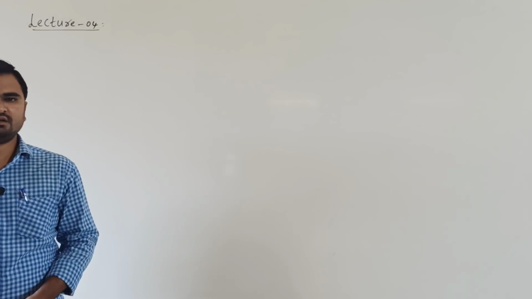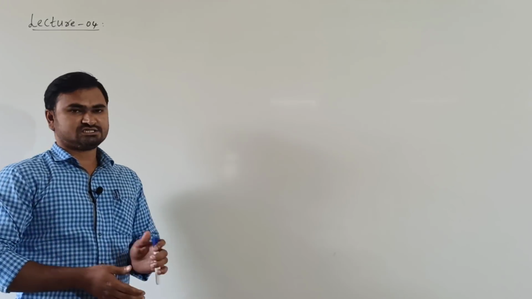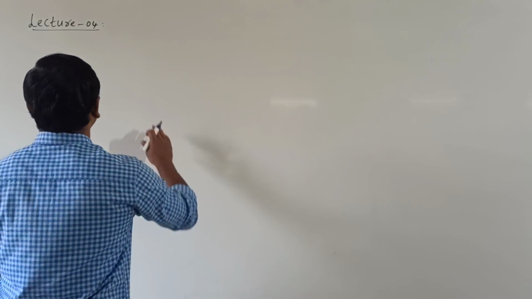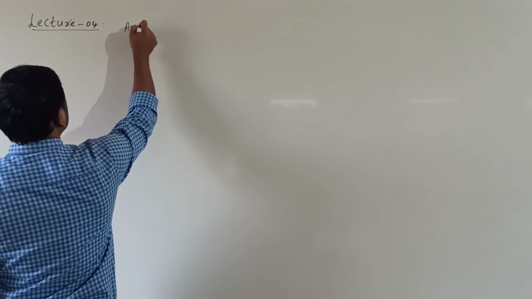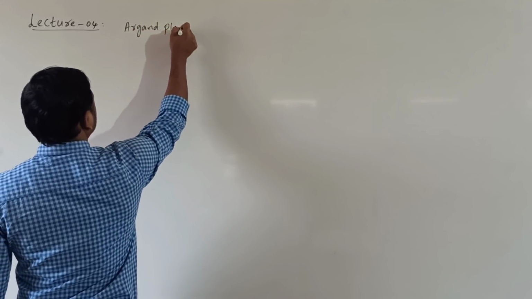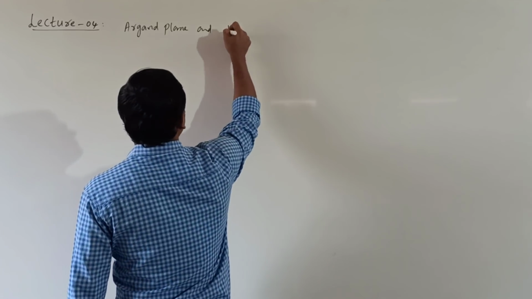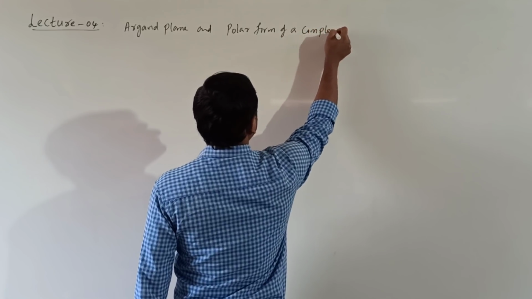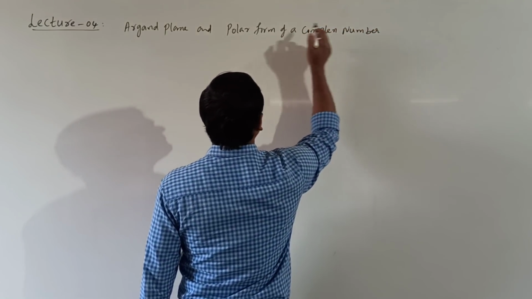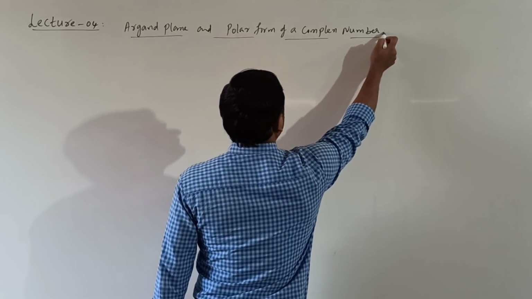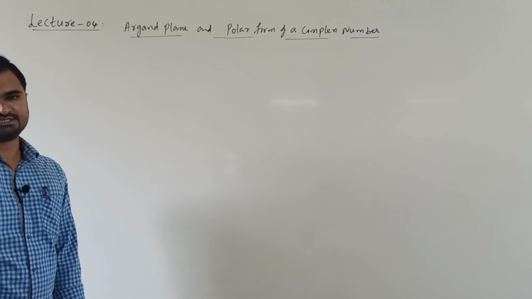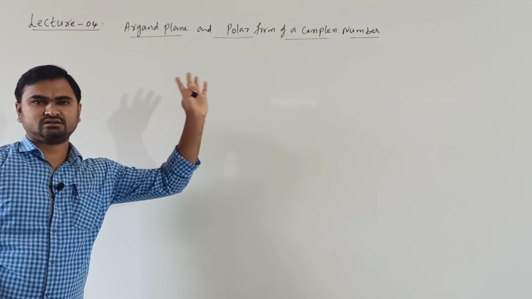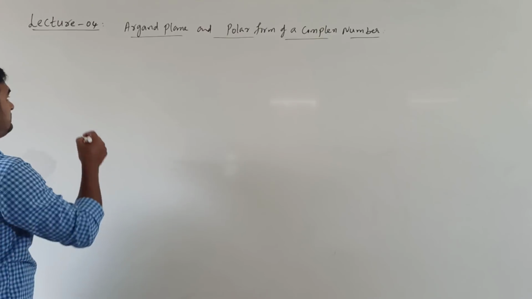Right. So these are some problems based on writing in the standard form, taking conjugate and modulus. Okay. So the next topic: Argand plane and polar form of a complex number. First we will discuss the Argand plane, then we will see how to represent a complex number in polar form. Okay. Argand plane.